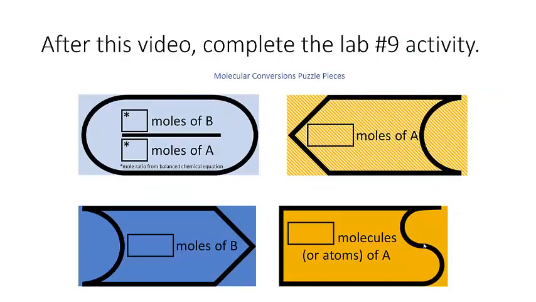One thing I want to mention: after this video, I do want you to go complete the Lab Number 9 activity. I set up some puzzle pieces that you're literally going to cut out, and then I recommend putting some clear Scotch tape over the boxes and the puzzle pieces, and then just writing on it with a dry erase marker. Why I think this will help you is these puzzle pieces only fit together in certain ways, and so I hope this will teach you what you're looking for when you're converting from one entity to another. So after this video, go complete that lab activity.